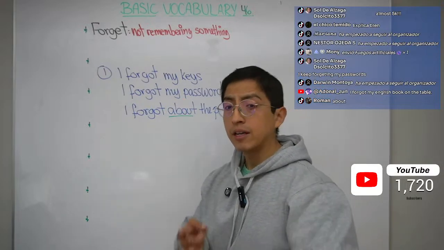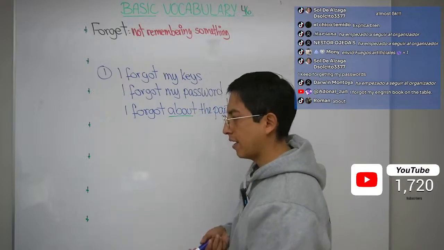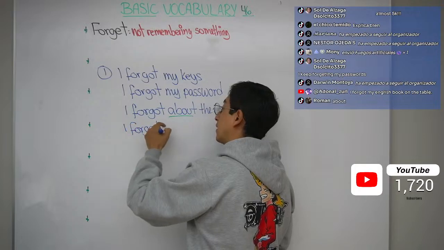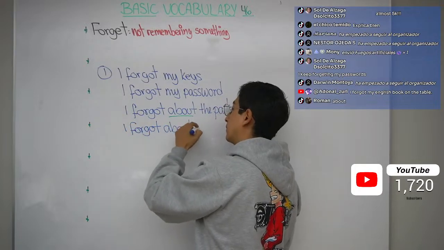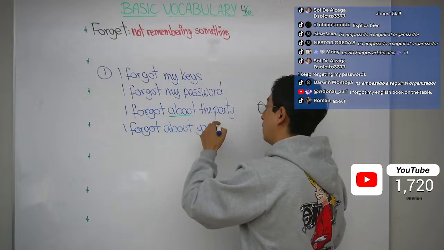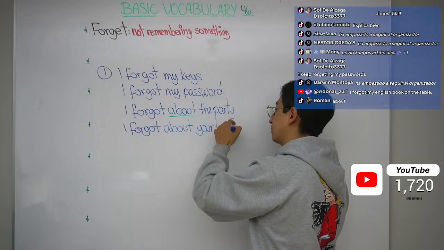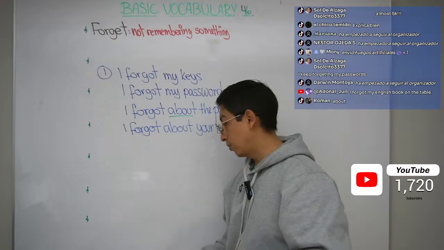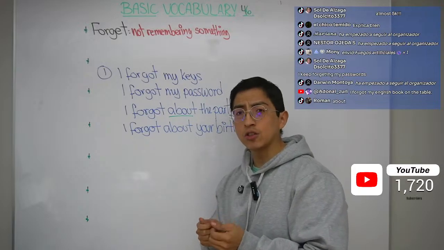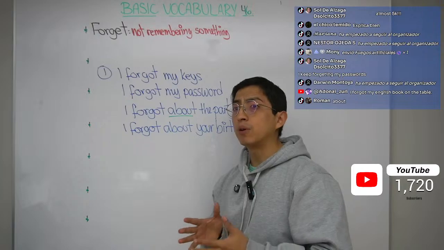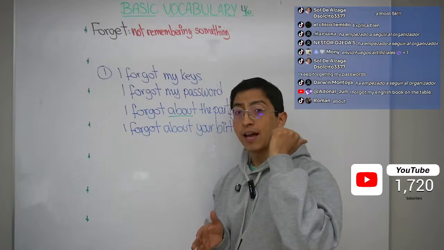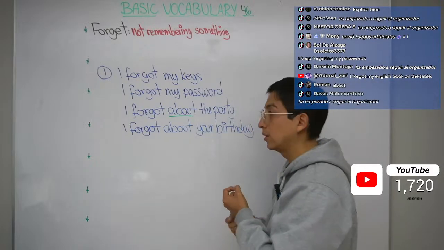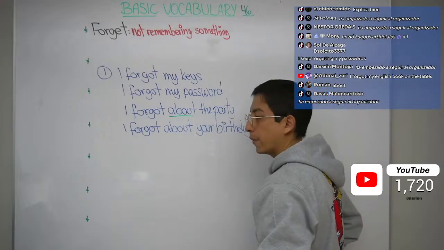Number two, we can say, for example, I forgot about your birthday. Yeah, maybe someone would say, "Oh, hey, you didn't send me any message. You didn't tell me anything. My birthday was yesterday." And you can say, "Oh, really? I'm really sorry. I forgot about your birthday."